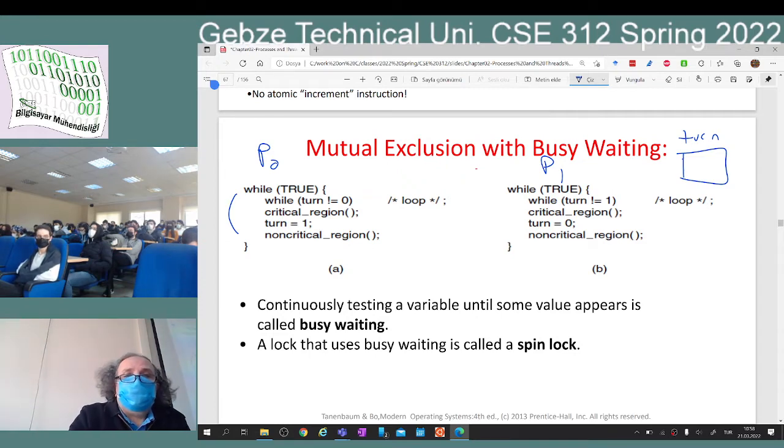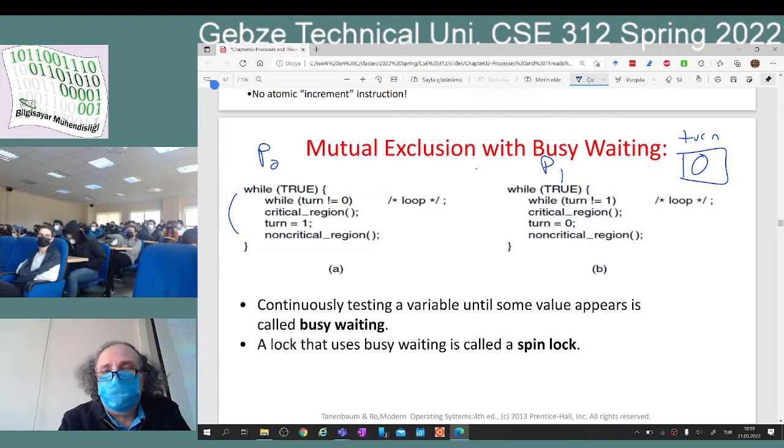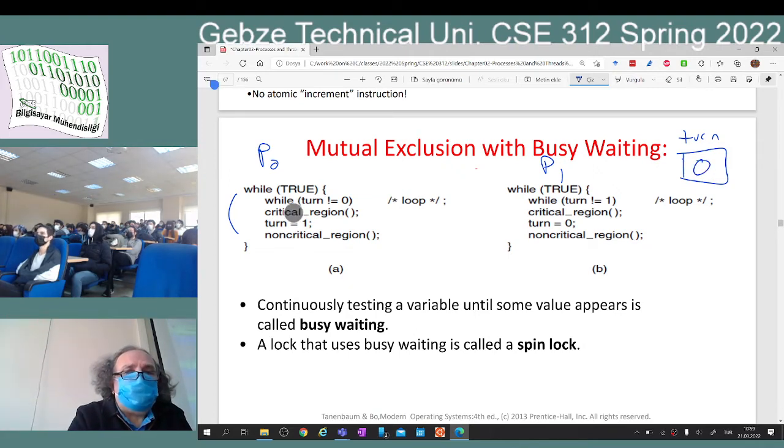And P1 says that I am going to wait until turn becomes one. So at the beginning turn is zero. This guy saw that turn is zero, so I entered the critical region. I made the turn one, and I am in the non-critical region. Whenever, doesn't matter, while I am in the critical region, turn is zero, right? If a switch happens, this loop cannot enter the critical region.